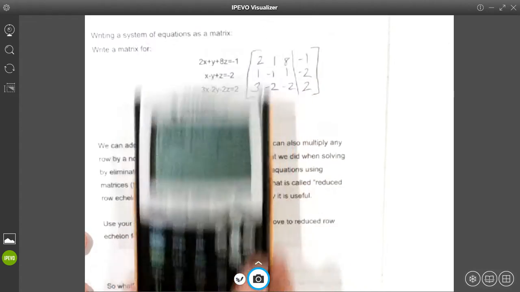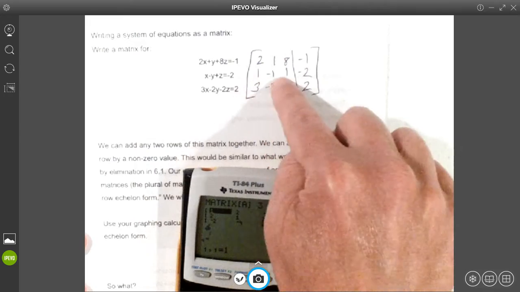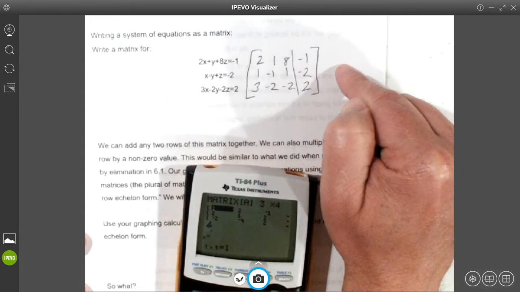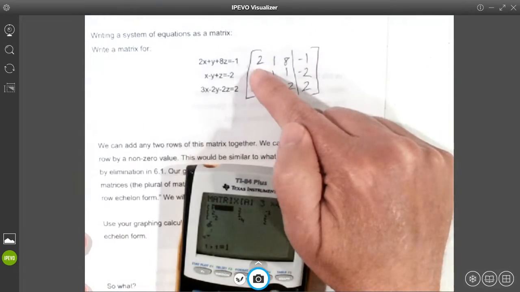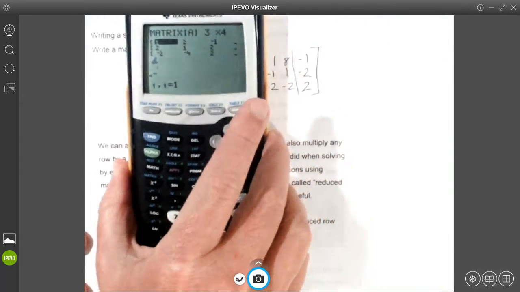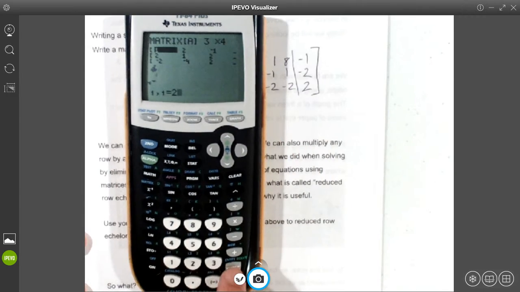And now I'm going to enter these numbers in, and as I hit enter, it's going to move to the right. So the first row I want to do is 2, 1, 8, and -1. So I'm going to type those in. 2, and then I hit enter.